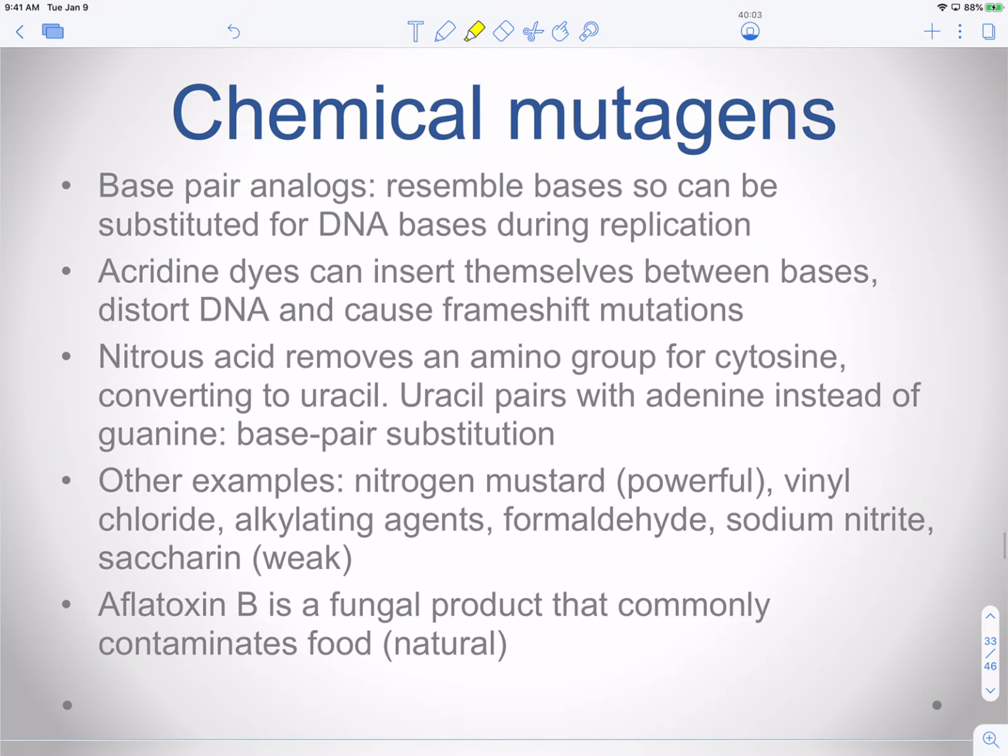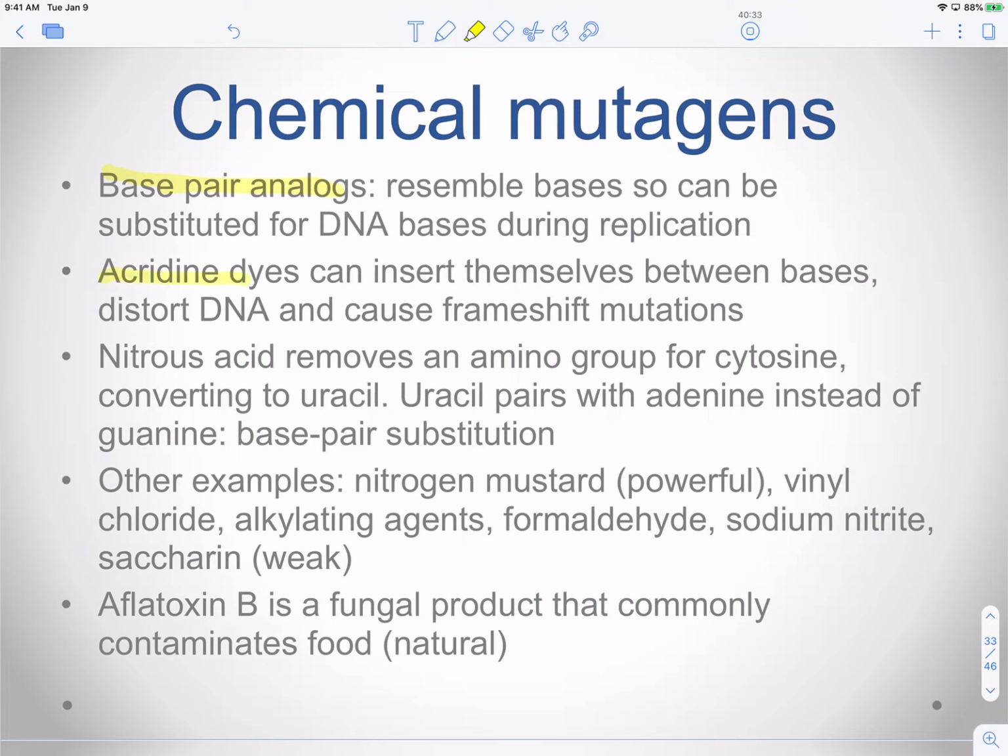So some other chemical mutagens are going to be base pair analogs. These are going to resemble bases, and they can be substituted in DNA during replication. Base pair analogs are going to be used as antiviral agents against different viruses. Remdesivir, for example, is a base pair analog that has been used for hepatitis C and Ebola, and now it's been tested for SARS-CoV-2.